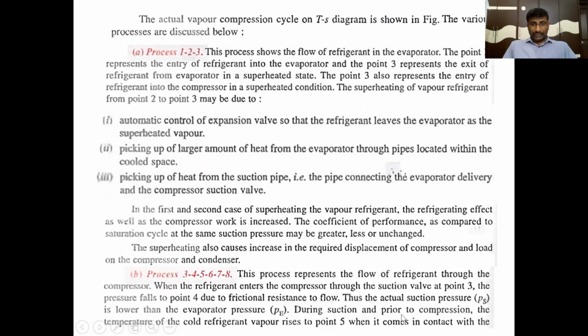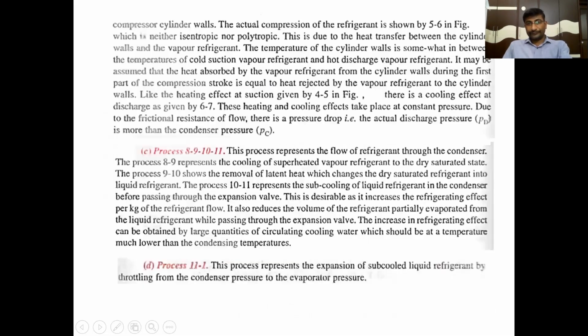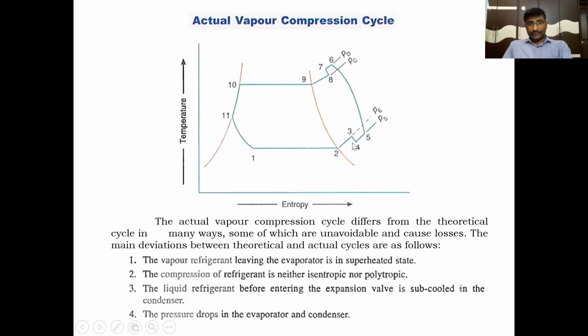During suction and prior to compression, the temperature of the cold refrigerant vapor rises when it comes in contact with the compressor cylinder walls. After the pressure drops, the cold refrigerant enters the suction pipe of the compressor. Here, the cold refrigerant touching the hot walls causes the temperature to increase somewhat from 4 to 5 at constant pressure.